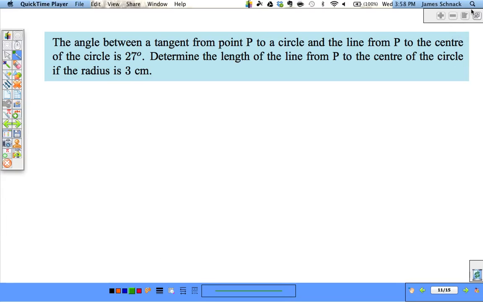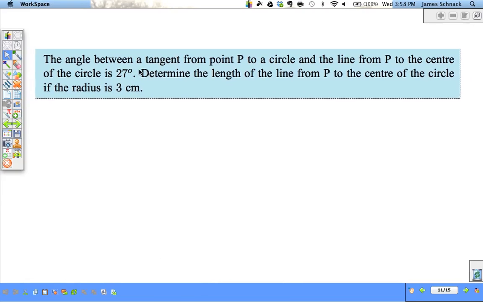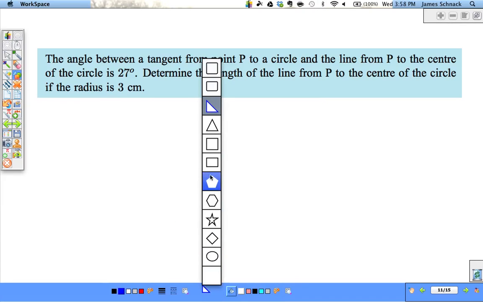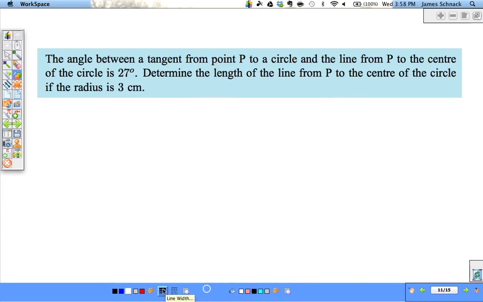Second example. The angle between a tangent from point P to a circle and the line from P to the center is 27. Determine the length of the line from P to the center if the radius is 3. Holy cow, that's a whole mouthful of words. I don't know what's going on. Do you? I hope you do.